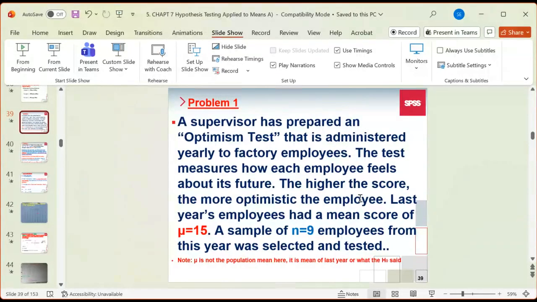A sample of 9. Keep in mind that this is just artificial, we use 9. We shouldn't have less than 30, but again, we use 9 to simplify the calculation. In reality, if you had only 9 participants, you should just use the sign test, which is the non-parametric equivalent of the single sample t-test. But again, that's just to show you it doesn't matter how many, how we do the calculation. So we have a sample of 9 employees from this year selected and tested.